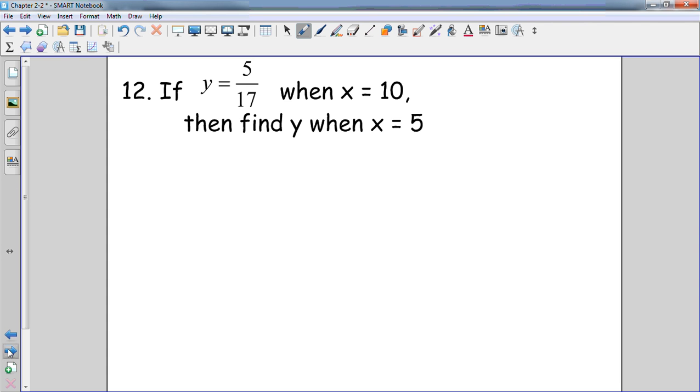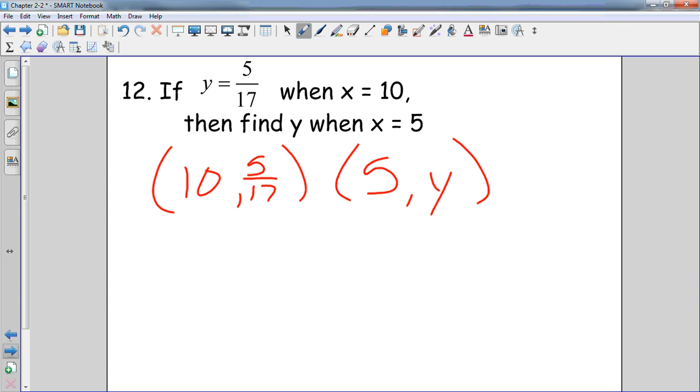Now, this is a little difficult because we have a fraction in there, but don't freak out. You do it the same way. Okay? If y equals 5/17 when x equals 10, here's my point. Find y when x equals 5. Now I'm looking for y instead of x.